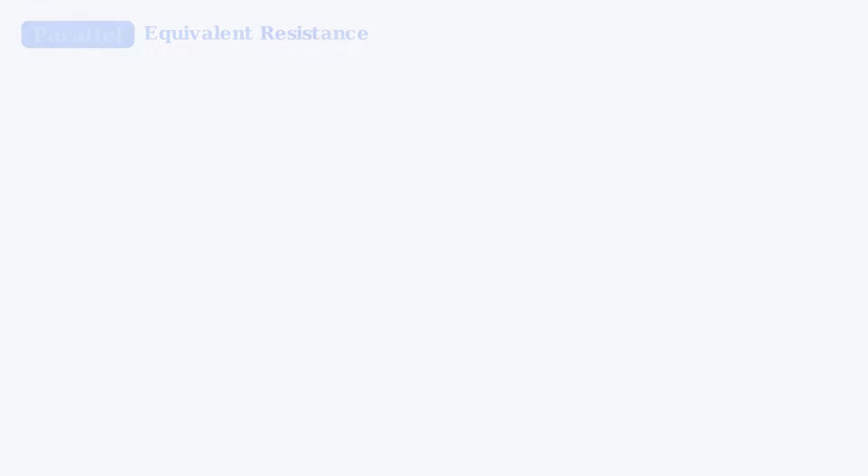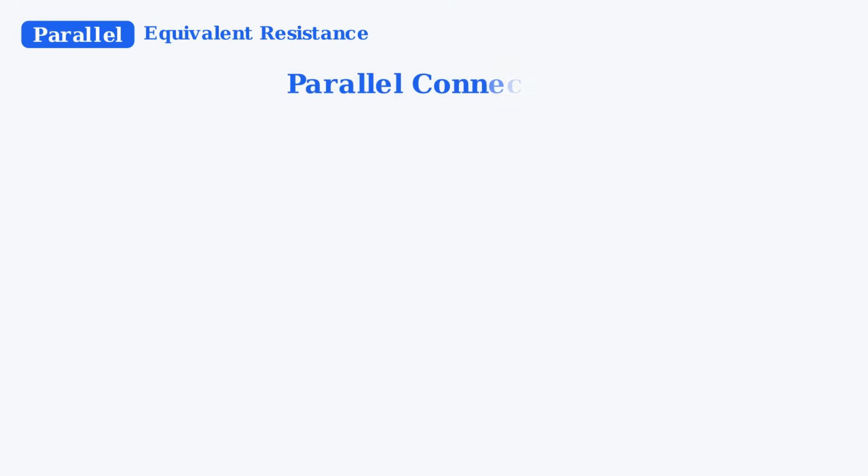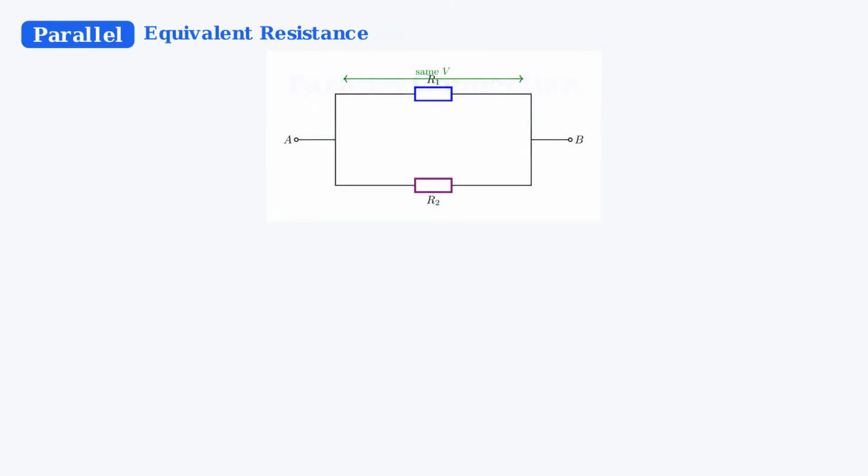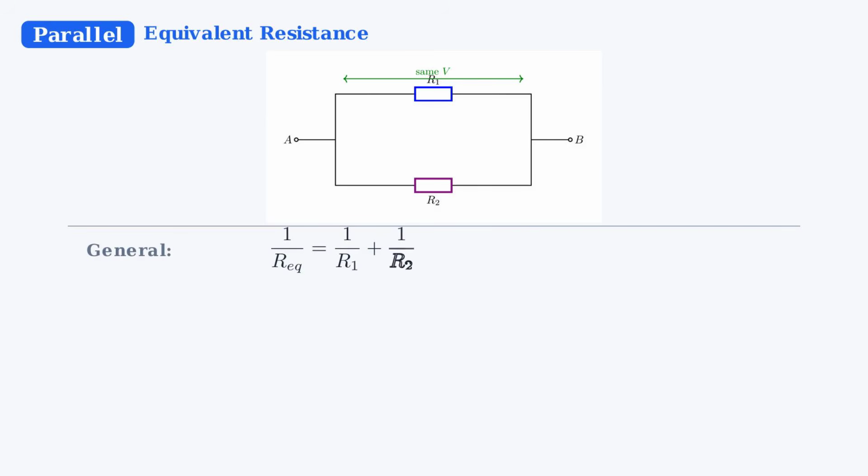When resistors are connected in parallel, they share the same voltage across them. The equivalent resistance follows from 1 over R equivalent equals 1 over R1 plus 1 over R2. For two resistors, there's a handy shortcut. R equivalent equals R1 times R2 divided by R1 plus R2.